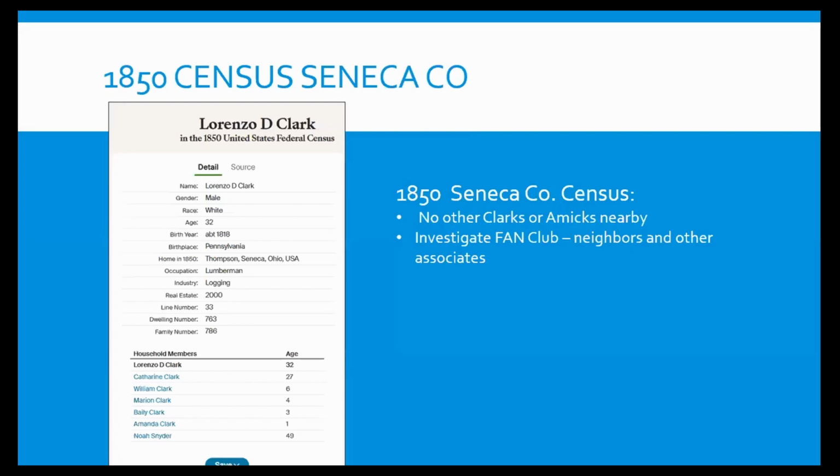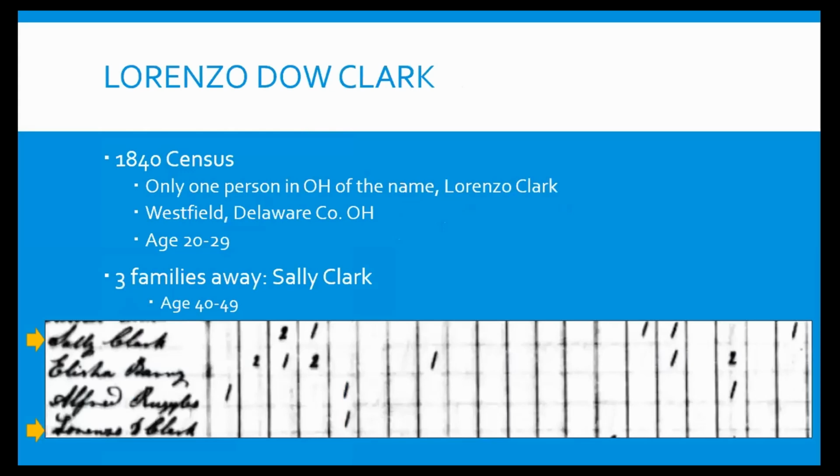So I was still talking to this person here at the library, and I decided to go in a different direction. I said, well, have you looked for other Lorenzo Clarks in Ohio? What about the 1840 census? They said, well, we found somebody in the 1840, but we don't know whether that's the same person or not. So in 1840, we do find a Lorenzo Dow Clark. He is not in Seneca County. He's in Delaware County, in Westfield Township. He's the only person of that name in the state in the 1840 census index.